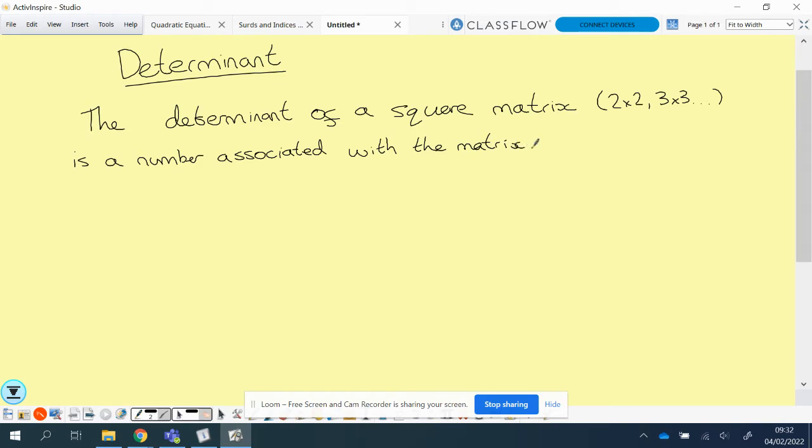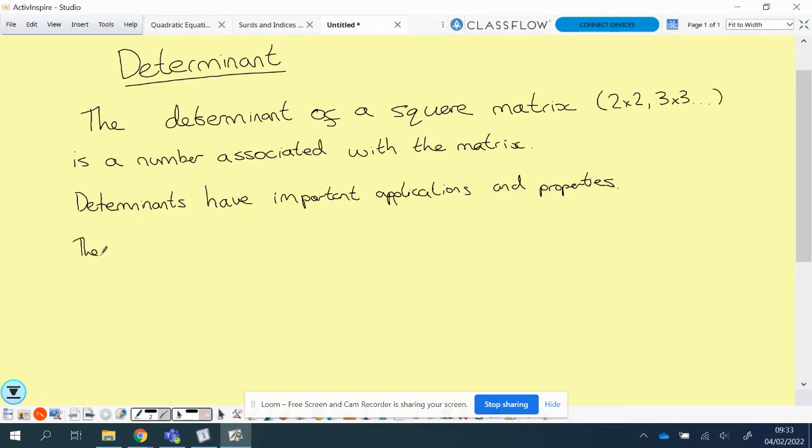Okay, so determinants have important applications and properties, some of which we'll see in future lessons. So how do we denote it?